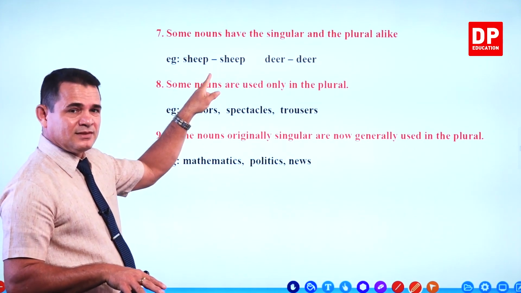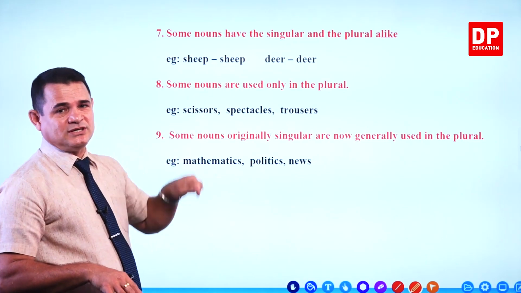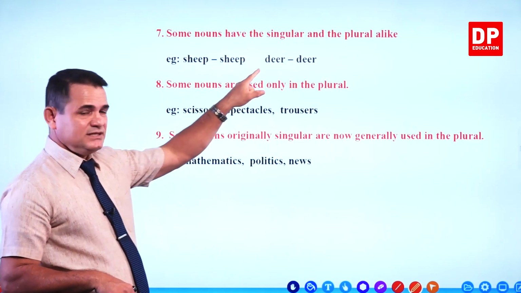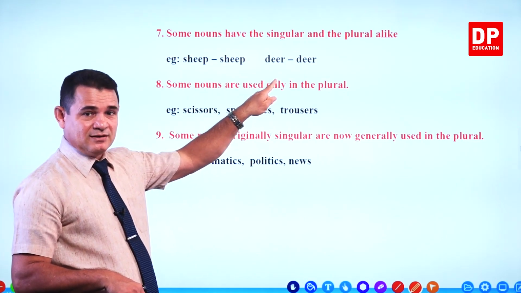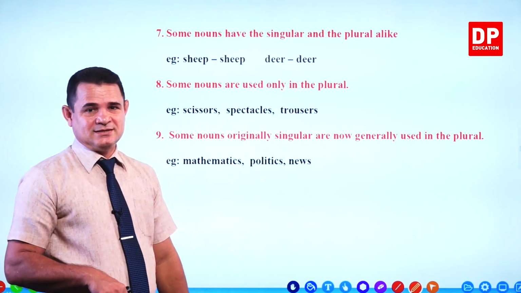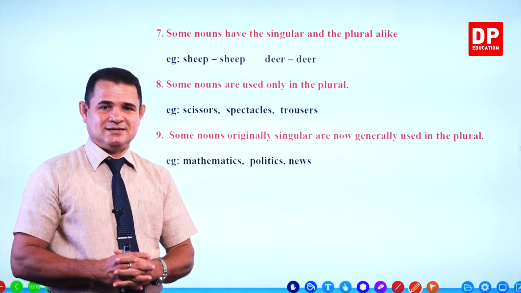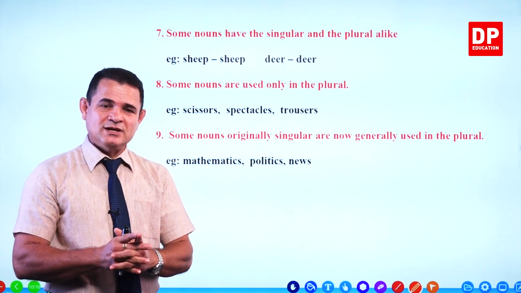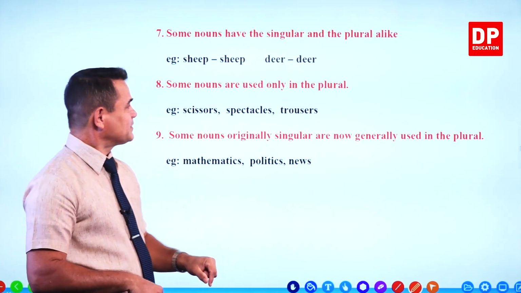Sheep. Plural is also sheep. Deer. Singular. Plural is also deer. So there are some nouns like that. Singular and plural the same, alike.